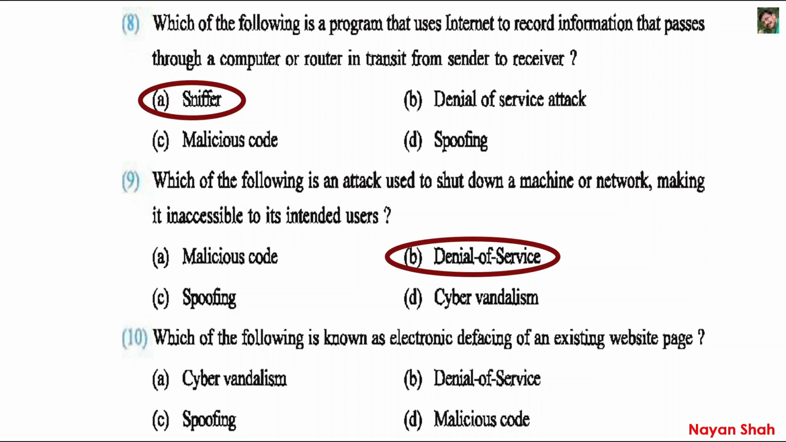Question number 10. Which of the following is known as electronic defacing of an existing website page? Electronic defacing of existing website page, the integrity violation, just now we discussed, and that is cyber vandalism. Cyber vandalism is an electronic defacing of an existing website page, replaced by another website page. So there is integrity violation. The page which was sent by the server and the page which is received by the receiver are not same. There is a violation of integrity. So that is cyber vandalism.